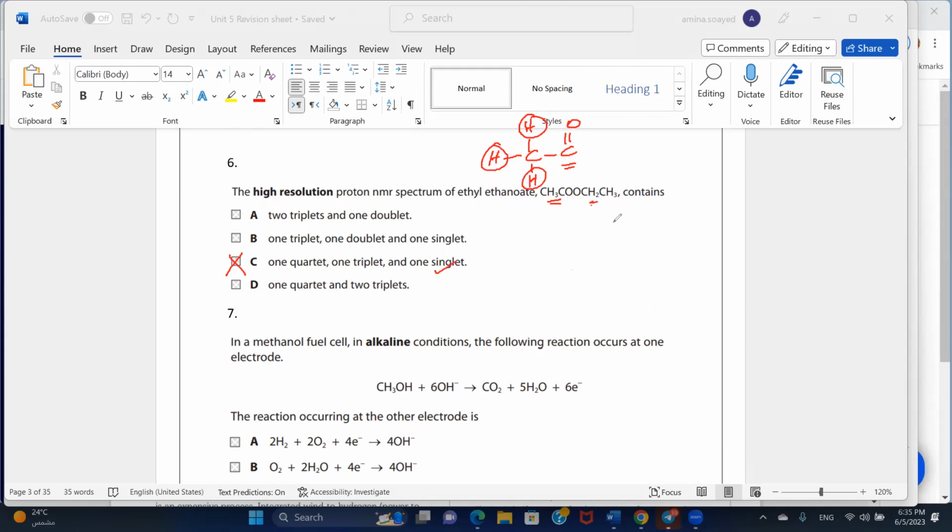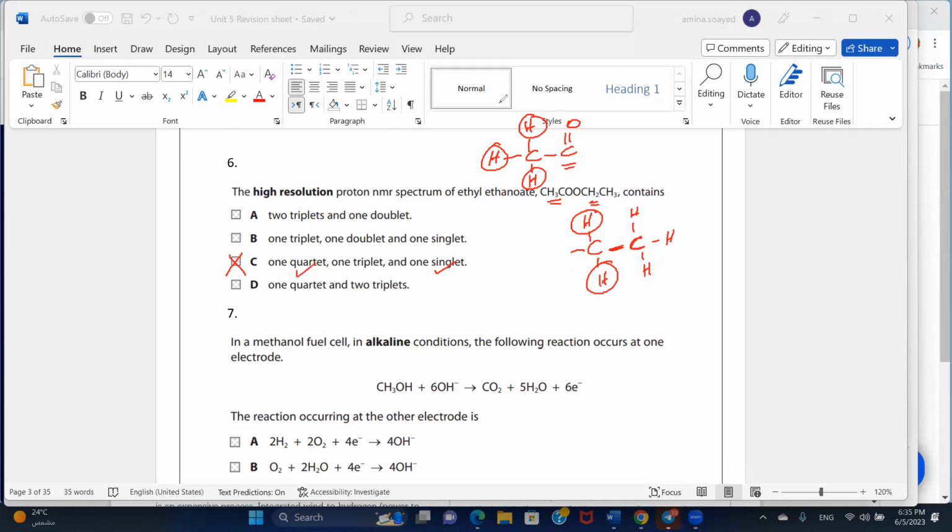Now, if we look at these two hydrogens, this is the CH2 that is bonded to a CH3. And this means that if we are talking about these two hydrogens, their neighbor carbon is bonded to 3 hydrogens. And according to the n+1 rule, 3 + 1 makes 4. So these two will appear as a quartet.